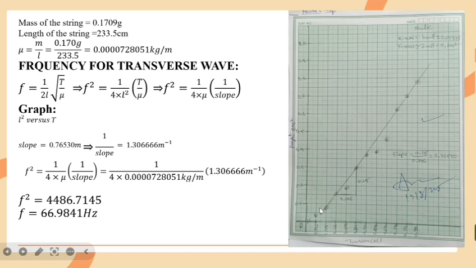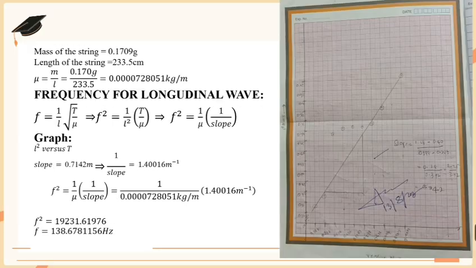Using the points from the tabular column, we will plot the graph and we will get a straight line. For that straight line, we have to find the slope. That slope we got is 0.76530 meters. If we substitute the value in the simplified equation, we will get the frequency as 66.9841 Hz.